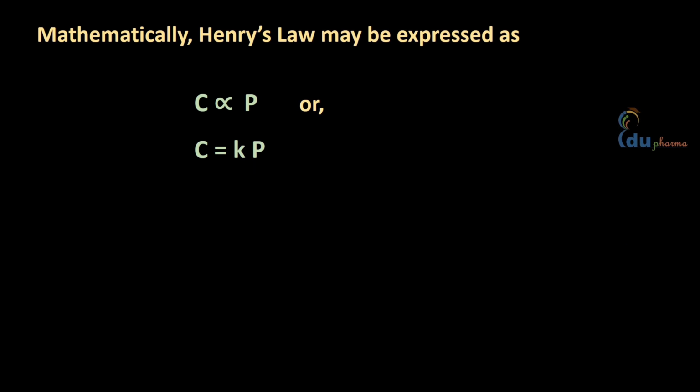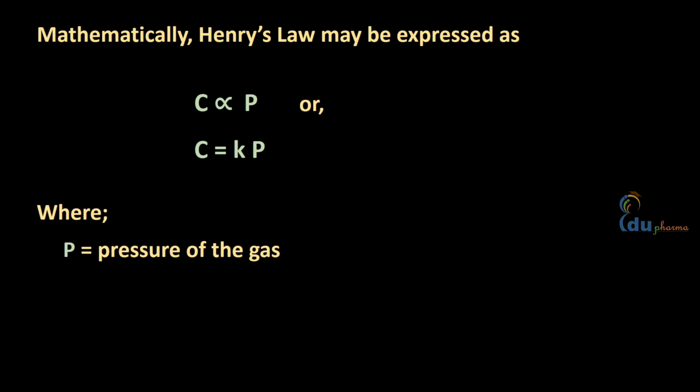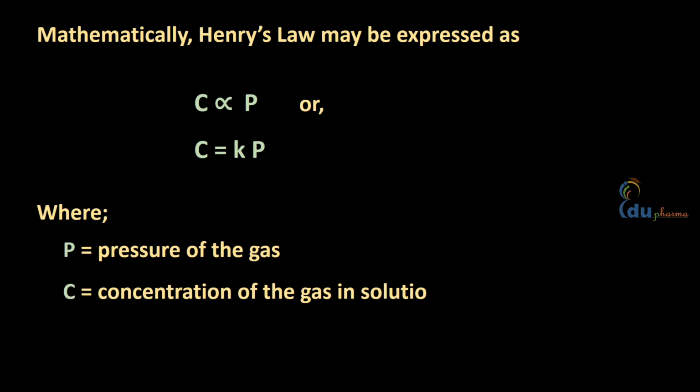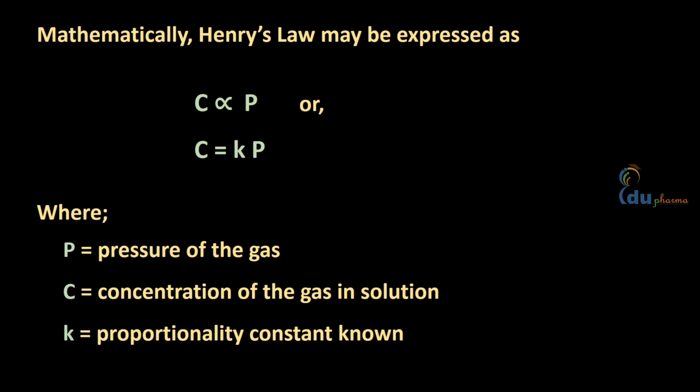Now let's come to the mathematical equation of Henry's law. Mathematically it can be expressed as C is directly proportional to P. Here we can apply a proportionality constant and the equation becomes C = K × P. Here P is the pressure of the gas, C is the concentration of gas in solution, and K is the proportionality constant known as Henry's law constant.